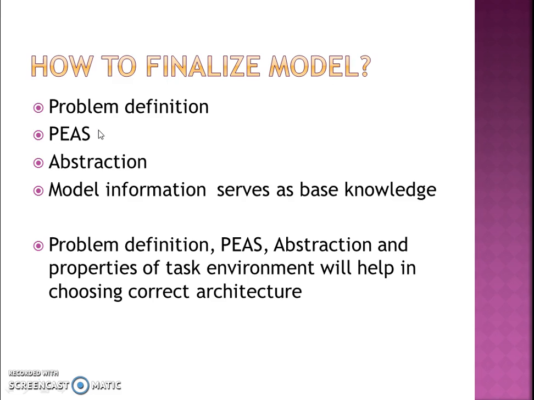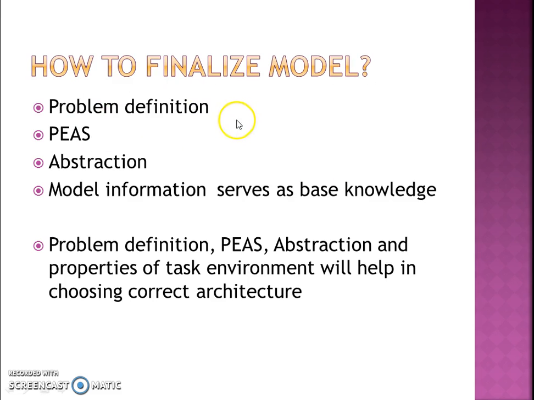So even that will define to what extent we are supposed to give the basic information to the agent, that is, information about the model. And so abstraction plays a vital role in this case. We should not explain the actions to the extent of how to clean a utensil, that is a glass, a plate and everything. We should just define the actions at the abstract level, and that will limit to what extent it should have the information of the model. So basically, model information of the task environment serves as base knowledge for the agent. That will include the rules and the facts, and accordingly it could work.